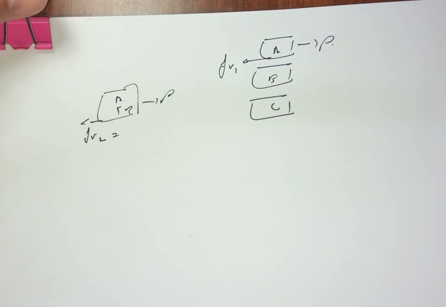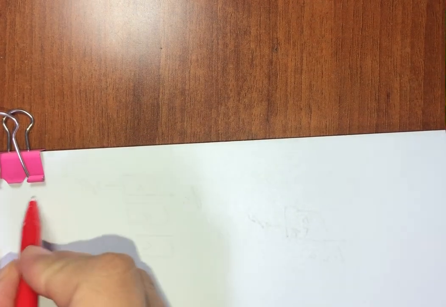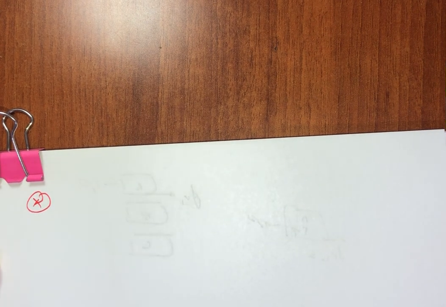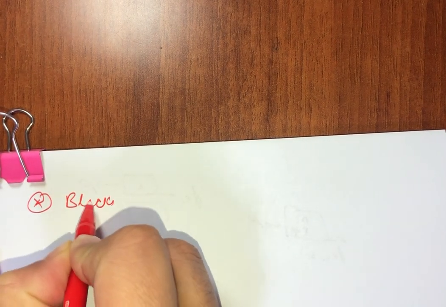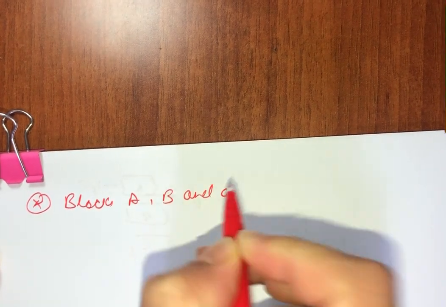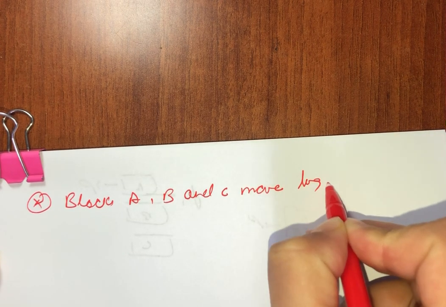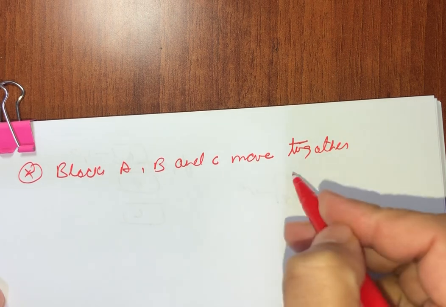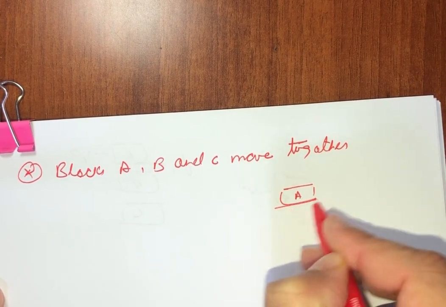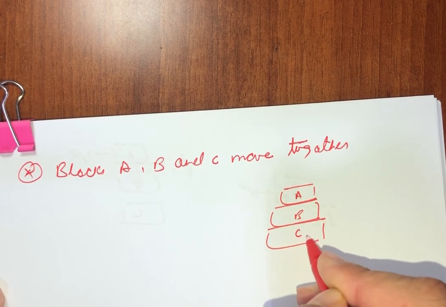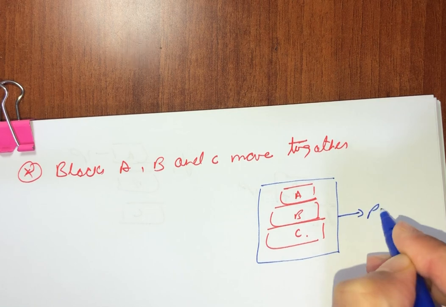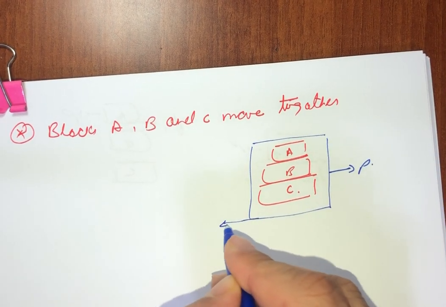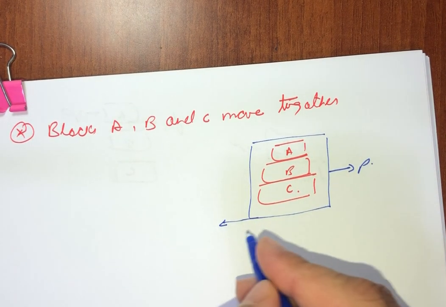And we have our case 3. We assume that all the 3 blocks move together. You can say blocks A, B and C move together. So we say this is our A block, this is our B, and this is our C block, and they are moving together. A force is P, and there is a friction between this. Let us call this Fr3.